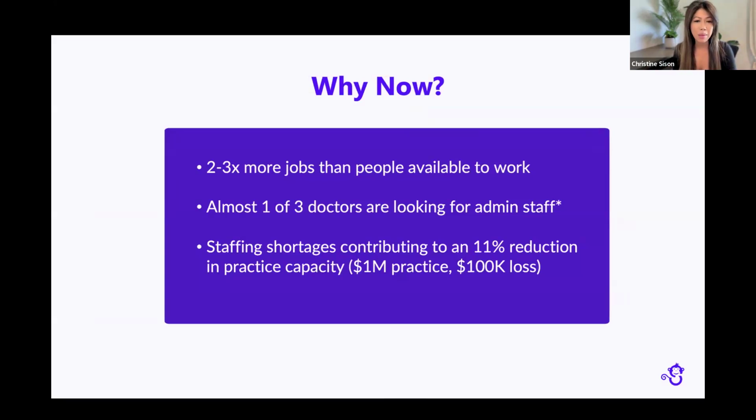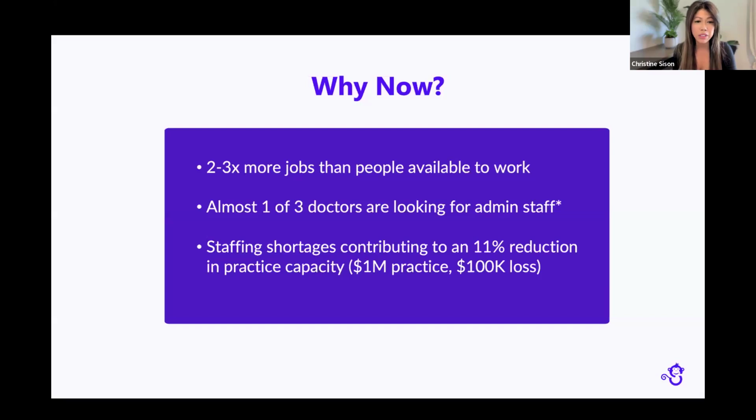The reason that it's happening now is there are still, and Chen will know when he talks about staffing, 2 to 3 times more jobs than people available to work. We just don't have enough people. So when you're running the business, how are you going to maximize the people on site? You've got to think about, hey, where's everyone else? And how do I tap into that talent market?